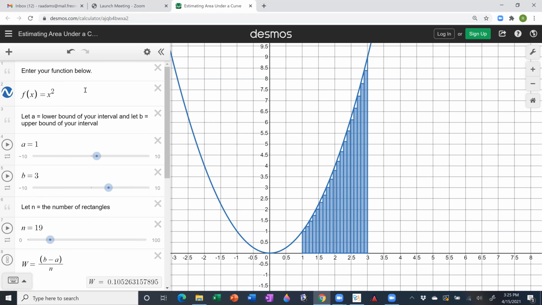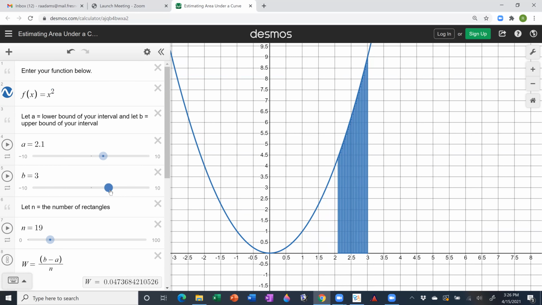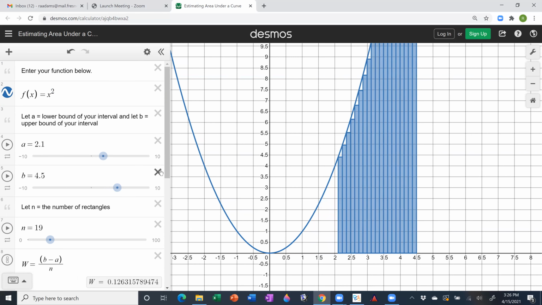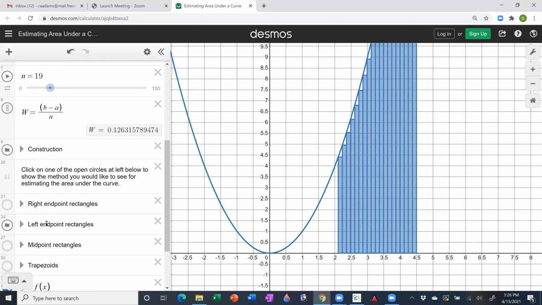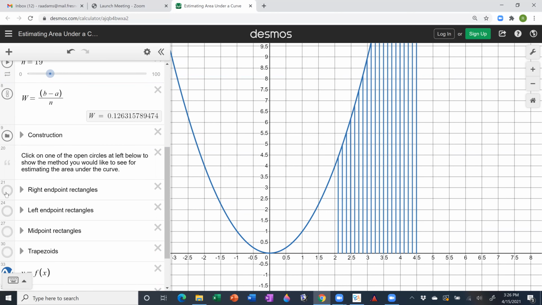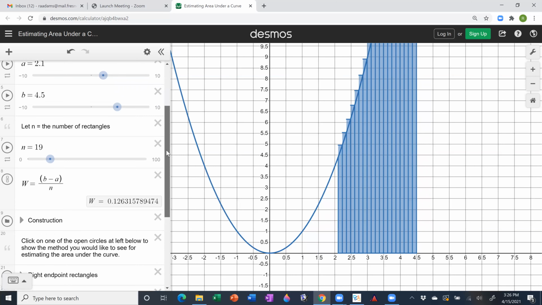I invite you to use this. You can enter whatever function you want right there. Do your left endpoint and right endpoint, or your starting point and your finishing point, which can be adjusted to wherever you want that to go. Then you can check to do your left endpoint or your right endpoint, and you can mess around with the number of rectangles that you want to use.